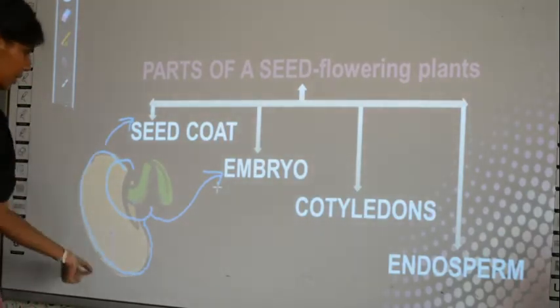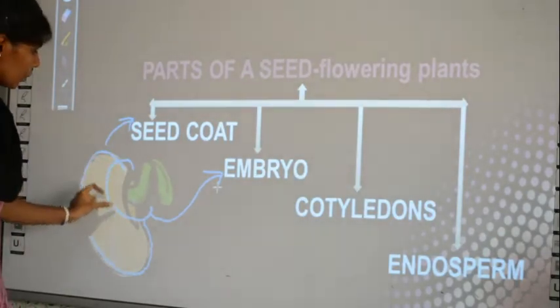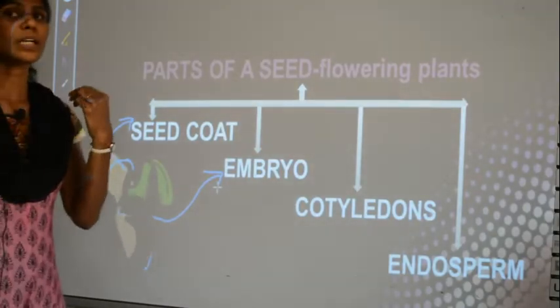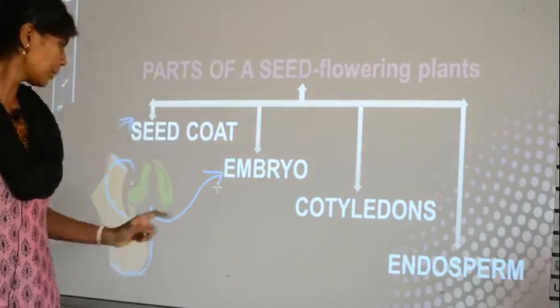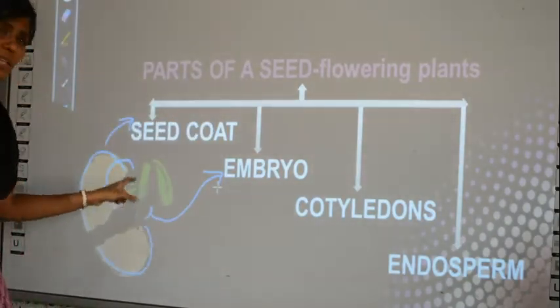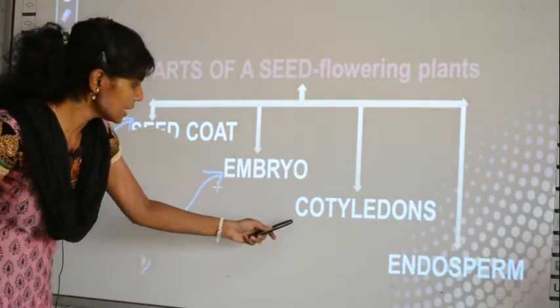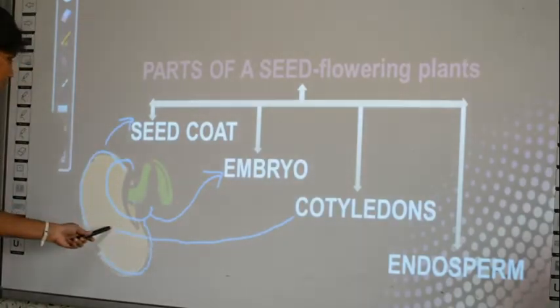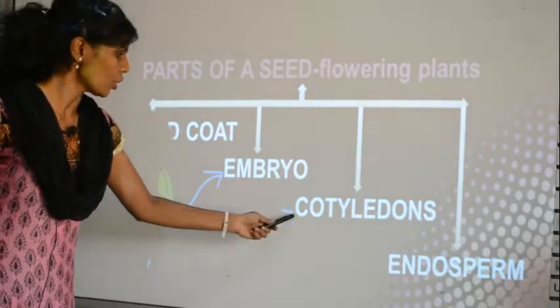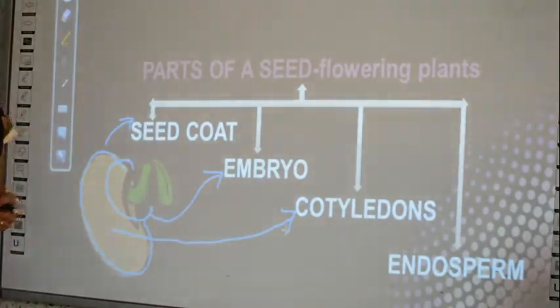So the covering, the seed coat, and the portion of the seed where the plant is about to grow is called the embryo. See, the small plant is growing from this region. That region is called the embryo. Then cotyledons. So this center portion is called the cotyledon. Why is it called the cotyledon?